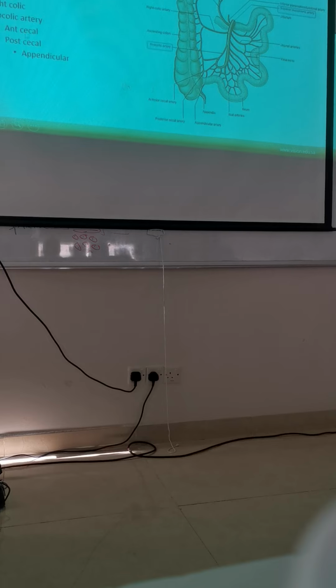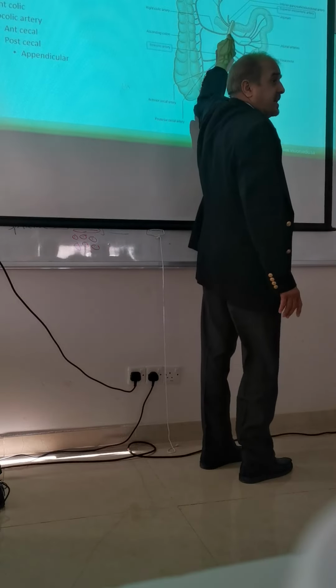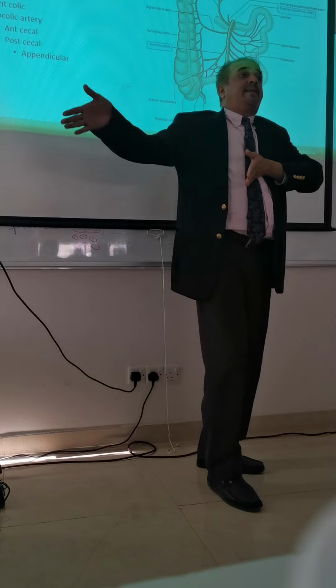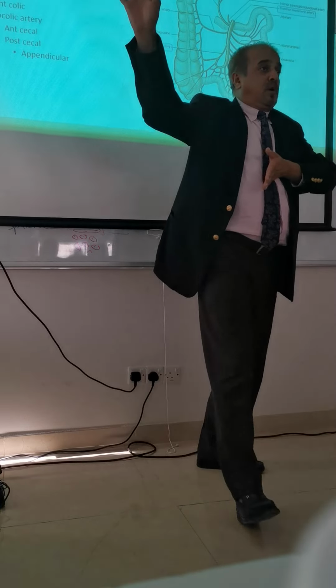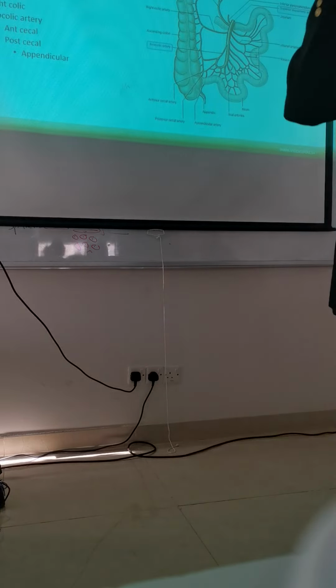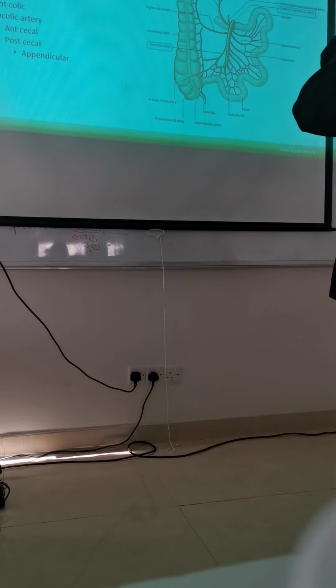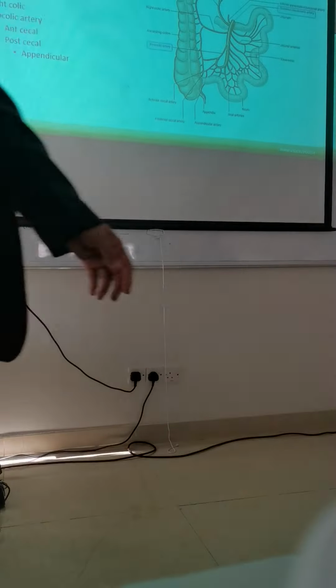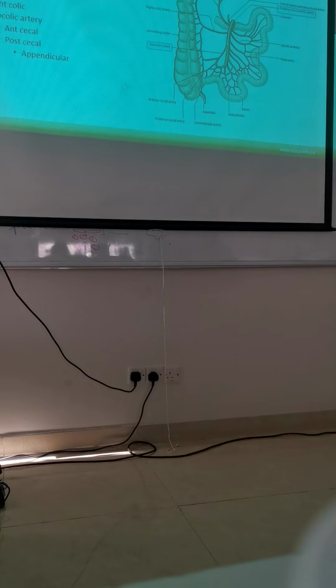The ileocolic artery will give anterior and posterior cecal arteries, and the posterior cecal artery will give the branch called the appendicular artery. I told you all these are on the right side. Right side is coming from where? Superior mesenteric artery. This is supplying all the right side, so right colic and middle colic. The left side is not from here, it is from the inferior mesenteric, because of the embryological origin.